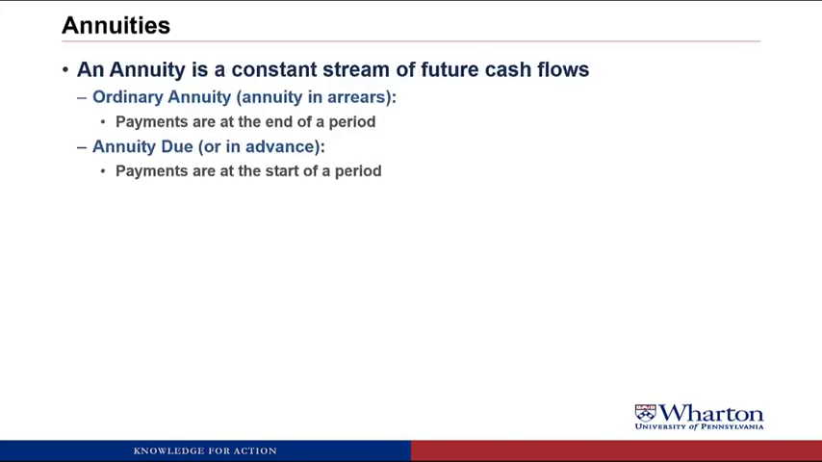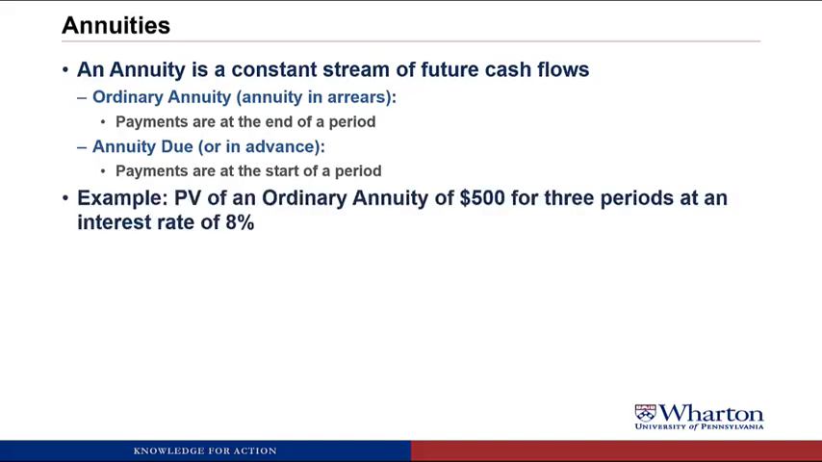An annuity is a constant stream of future cash flow, so it's the same payment every period. Now there's two different types of annuities. There's an ordinary annuity or annuity in arrears, where you get the payments at the end of each period, or an annuity due or annuity in advance, where the payments come at the start of each period. Now you almost never see annuity due in any of the applications we do. Everything we're going to do is going to be an ordinary annuity, so the payments are going to come at the end of the period. So an example of this would work.